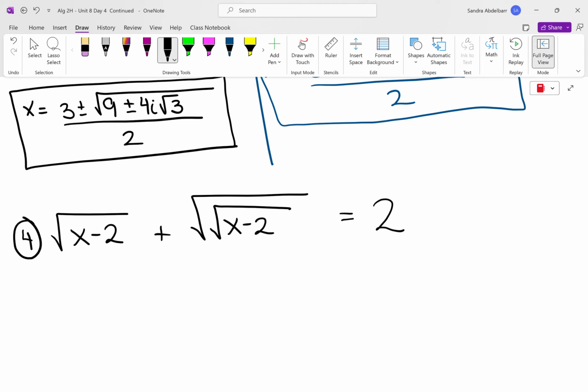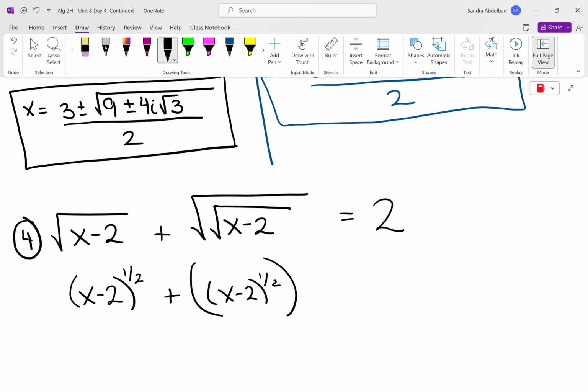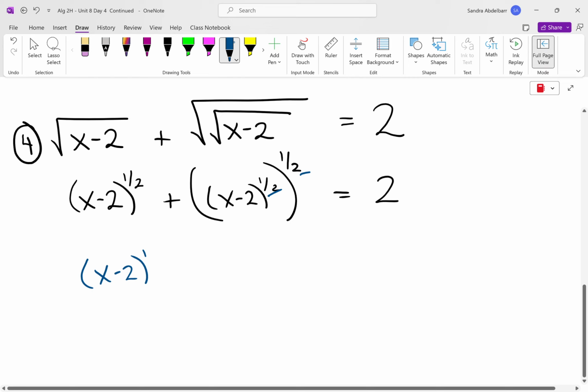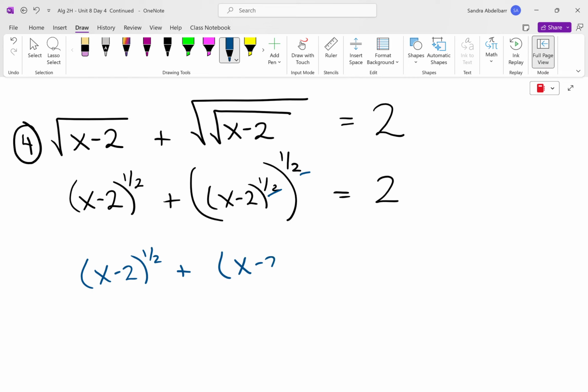Okay, so we're not going to get intimidated by the double radical. We are not. I'm going to change this to exponential. So this is the quantity of x minus 2 raised to the half power, plus, now we're going to have the quantity of x minus 2 raised to the half, but then isn't it then also raised to the half again because of the double radical, equals 2. Well, what do you do with a power to a power? You multiply it. So this is the quantity of x minus 2 raised to the half plus the quantity of x minus 2 raised to the 1 over 4 equals 2.